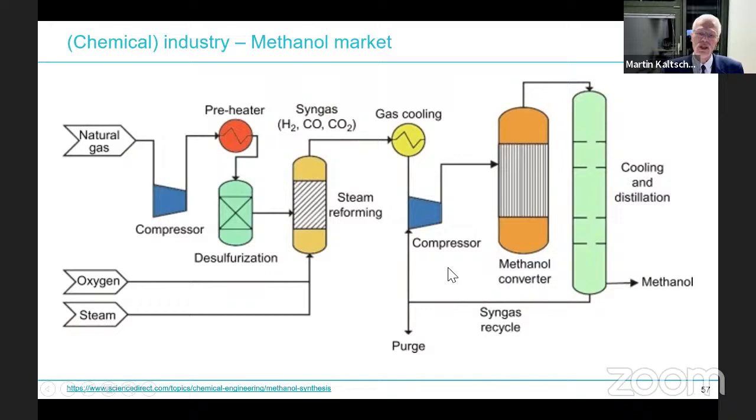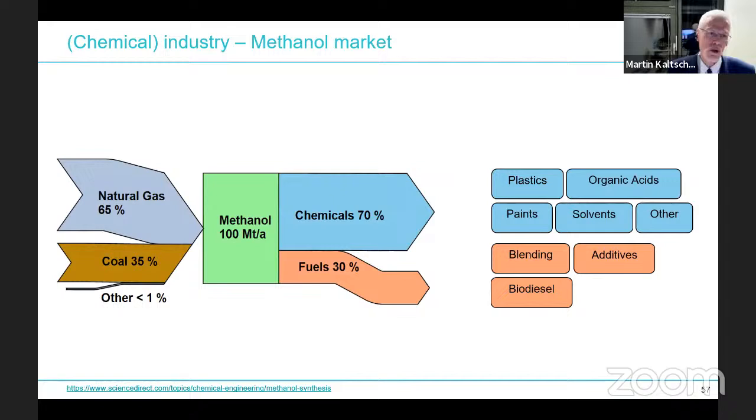Again, a look at the market, more or less the same story. Roughly two-thirds of the feedstock today is natural gas. About one-third is coal. And then we go for methanol, and this methanol is used roughly 70% for chemicals: plastics, paints, solvents, organic acids, and others. And about 30% is used for fuel. Part of it is used for blending, part of it for biodiesel production, and the rest for additives.